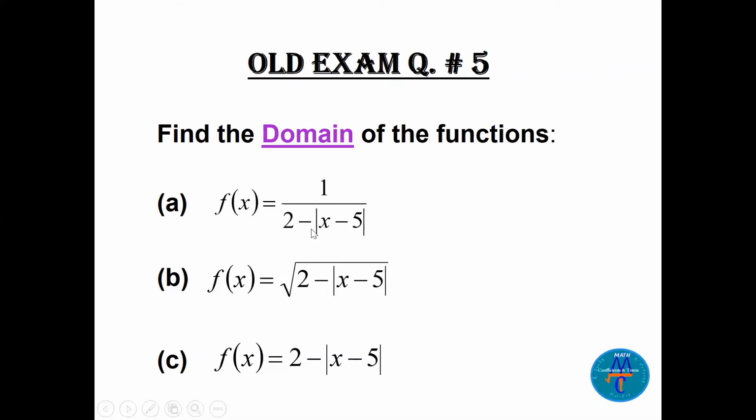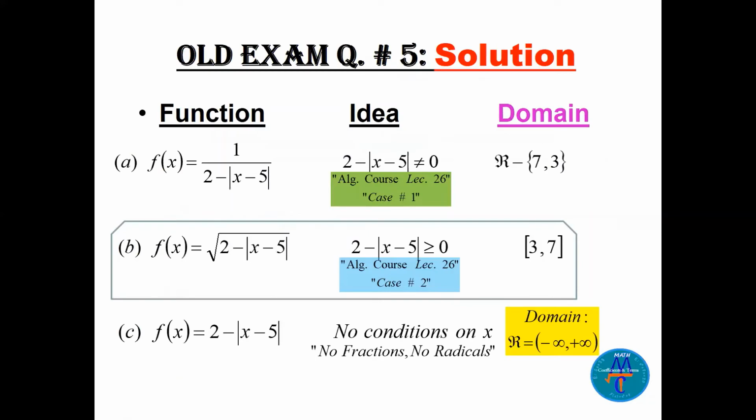Now another set of domains, old exam question number 5, 3 parts, A, B, and C. 1 over 2 minus absolute value x minus 5, square root of this one without radicals, without fractions, similar to number 4, but the idea a little bit different, it has an absolute value here instead of a polynomial. Now, the first one, I should not take a denominator 0. I cannot accept denominator 0. So I take 2 minus absolute value x minus 5 cannot be 0. What will make it 0?